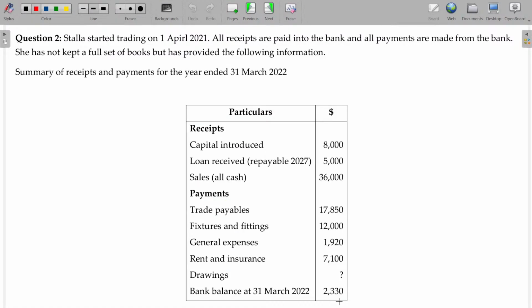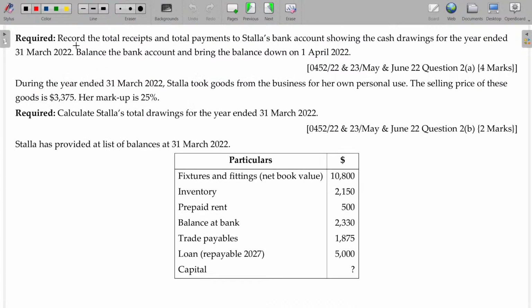Question number 2. Stella started trading on 1st April 2021. All receipts are paid into the bank and all payments are made from the bank. So all these things are routed through the bank only. She has not kept a full set of books, which means the books are incomplete. So in incomplete records, some data may not be available. You have to find out by opening the concerned ledger account like trade receivables, trade payables, cash account, bank account and all.